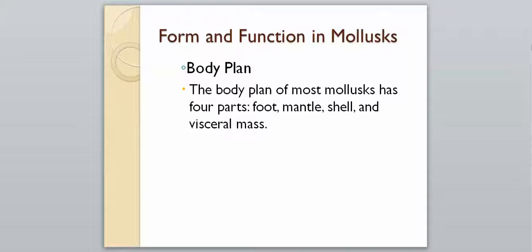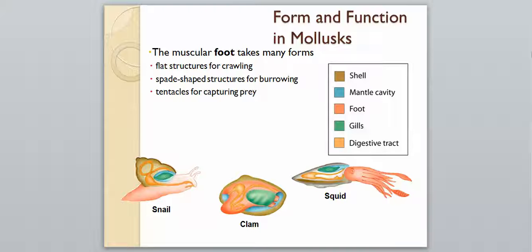And the body plan consists of 4 parts. And these parts are a foot, a mantle, a shell, and something that is known as a visceral mass. So we're going to talk about each one of those in depth. So our first one is the foot. So the muscular foot can take many forms.